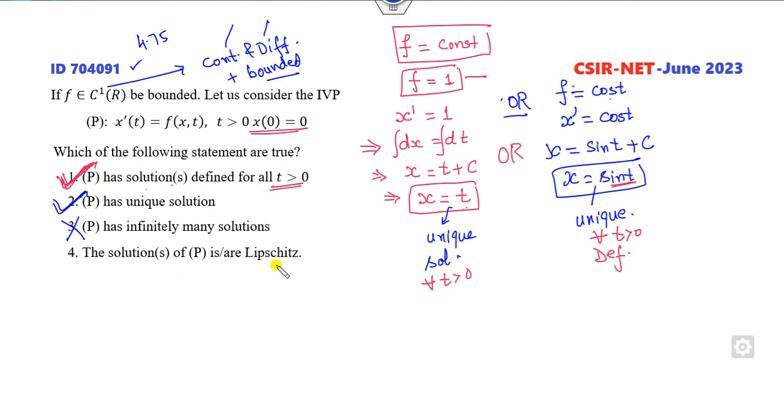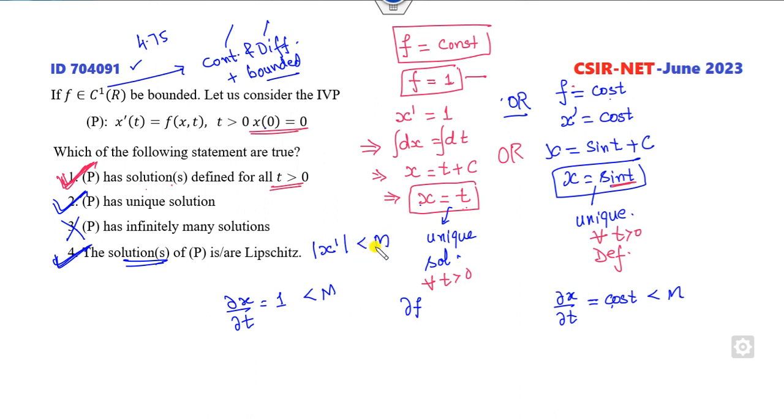The solution of P satisfies the Lipschitz condition. What is the Lipschitz condition here? If I take the derivative of the solution, it should satisfy the Lipschitz condition. So what is that? This is 1, which is bounded. If I take this, it is cos of t, which is a bounded function. So the solution also satisfies the Lipschitz condition. That means your target is to prove x dash is less than something. This is the first method you can do.